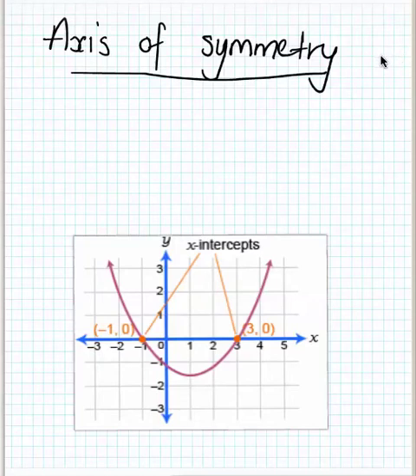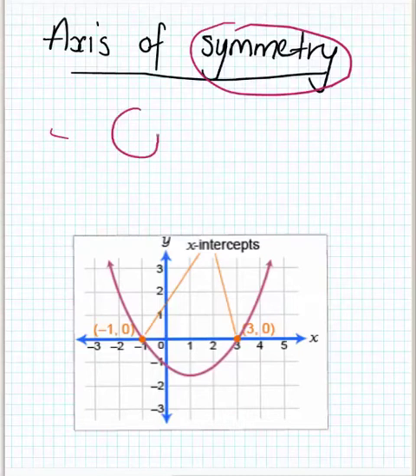Hi, so this is a quick session on understanding what we mean by the axis of symmetry. To understand this, you have to make sure you understand the keyword symmetry. Symmetry means that if something is symmetrical, say I drew a circle and cut that circle in half, both sides are exactly the same. Both sides are mirror images of each other. That's what we mean by symmetry.